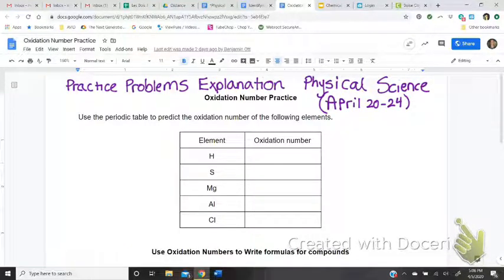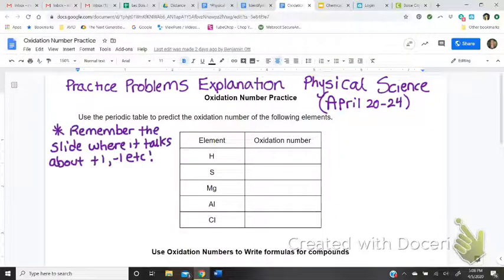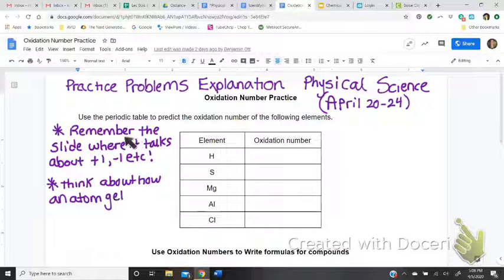All right, here's the second practice problem explanation on oxidation number practice and then using oxidation numbers to write formulas, again for that physical science lesson for April 20th to 24th. So remember the slide from the video notes where it talked about a +1 or a -1 on top of the periodic table. We were discussing whether or not it was easy to lose or gain electrons.